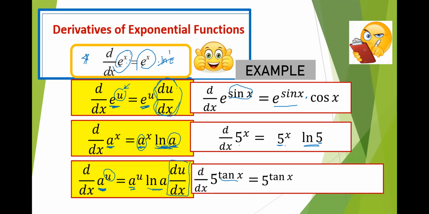So 5 raised to tan x, that's your first factor. Check. Second factor is ln of your base. Your base is 5, so ln of 5. And then the last factor will be the derivative of your u. And what's your u? It's the tangent of x. So what's the derivative of that? Secant squared x. So that's it. That's our derivative. When I ask this in an exam to my students, I check it one by one, the factors.